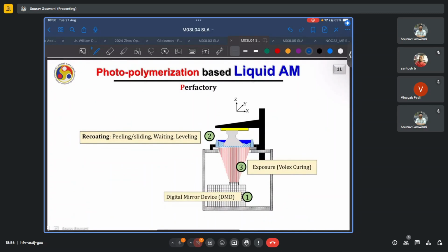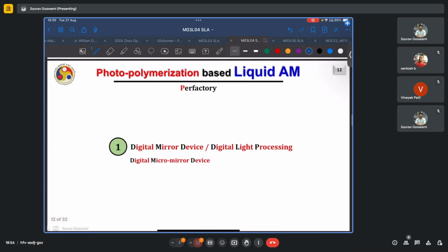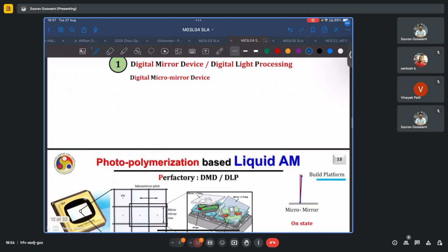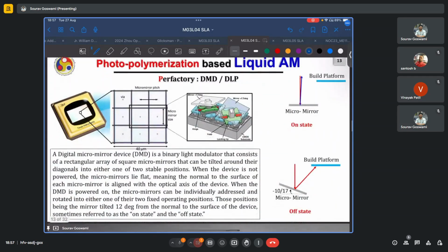Again, the second step would be recoating, which can use either a peeling or sliding type of mechanism or the shaking mechanism which we saw. Let us look at the optics, which in this case was a digital mirror device or the digital light processing unit, also sometimes called a digital micromirror device because the mirrors are at the micron scale.